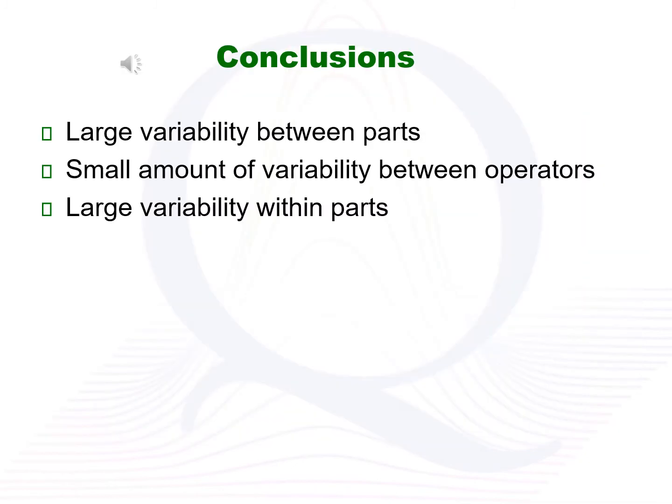So based on the graphs we just looked at, we can conclude that there is large variability between parts. There is large variability within parts, which of course is repeatability. There is small variability between operators, which is what we consider reproducibility. Now, let's see if the same ideas come out with numerical analysis.